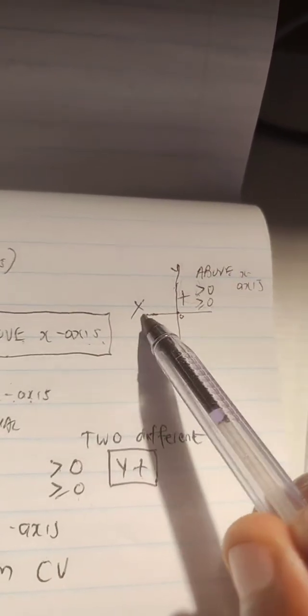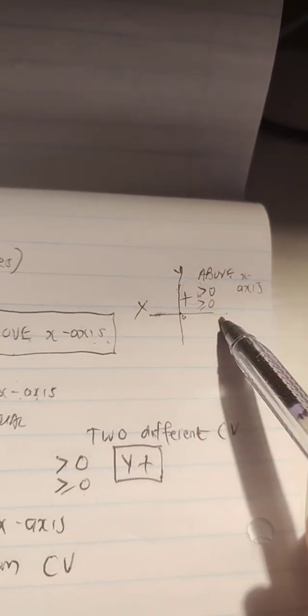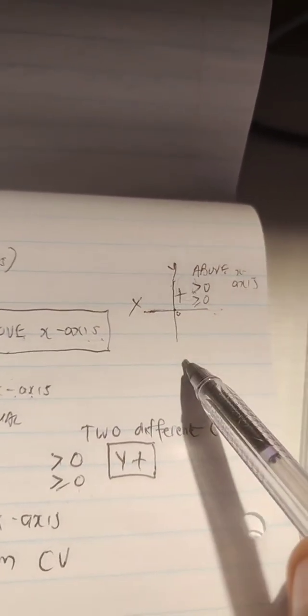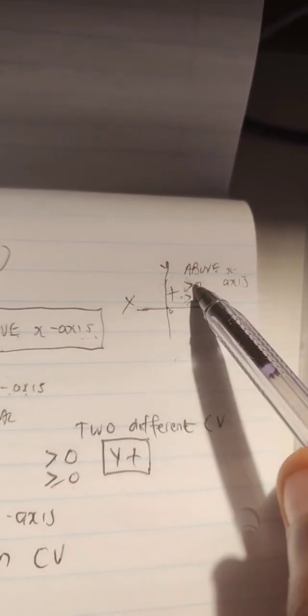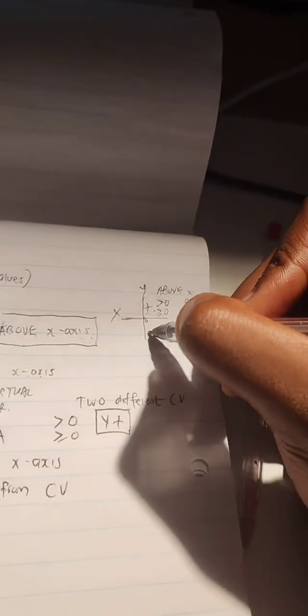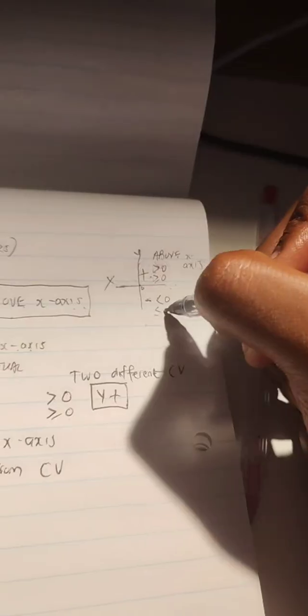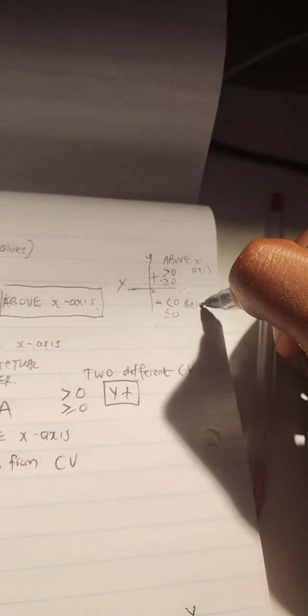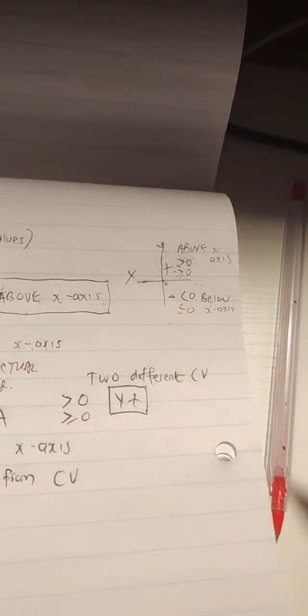Y is positive above. So this is the x-axis. So this is the y-axis. Your y values are positive above the x-axis. Your y values are negative, in other words, less than 0 or less than or equal to 0, below your x-axis.